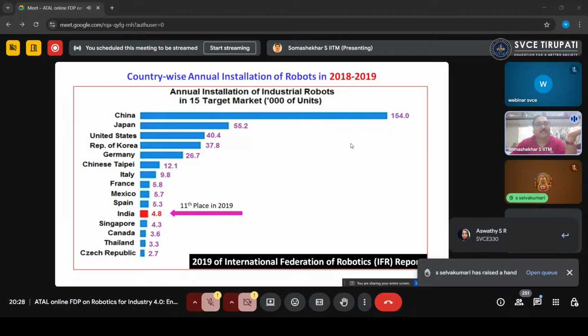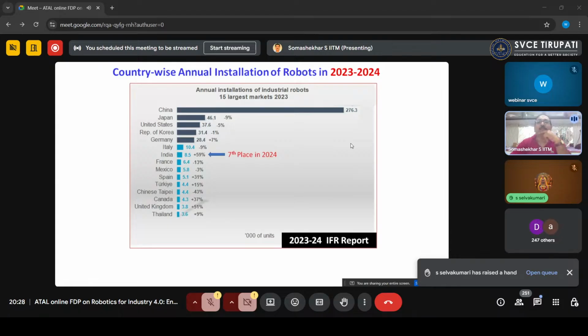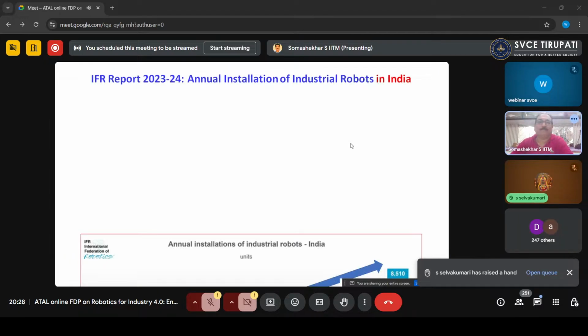India was in the 11th place in 2019, but it has improved in the 23 and 24 IFR reports. If you see the annual installation of robots, India has moved to the 7th place, meaning we are also not very inferior. Previously we were within the 10th place, now we have moved to 7th place where robots are used widely. But the leader is China with 38%, followed by Japan, Republic of Korea, US, and Germany.